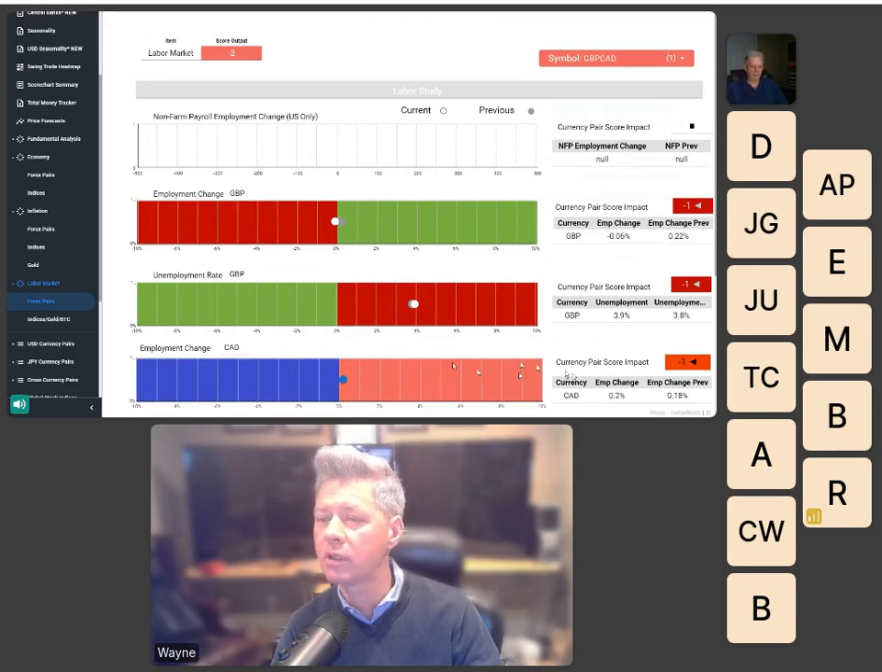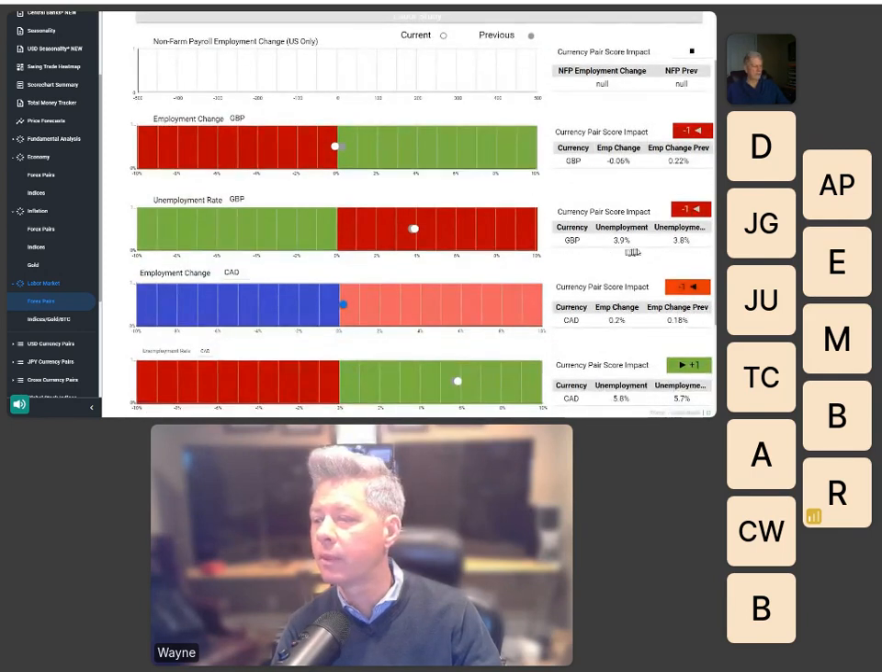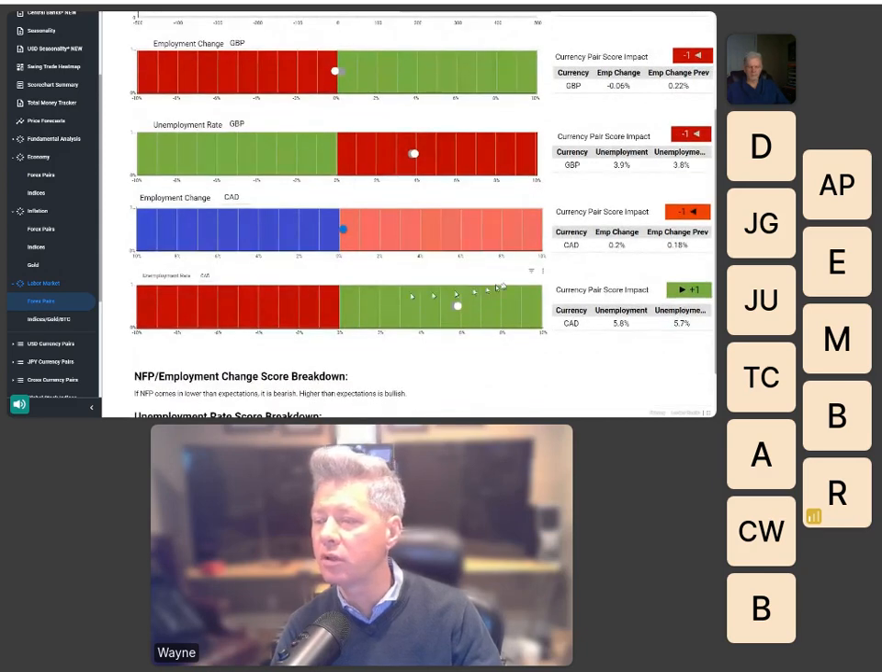That one's also colored wrong. And we look at this in the UK, okay, losing jobs, okay, not so good. In the UK, unemployment was 3.8, now is 3.9. So people are losing jobs. That's not so good. Then when you look at Canada, about the same.